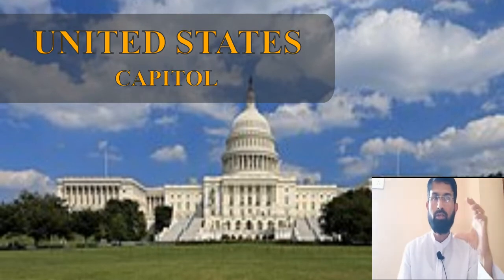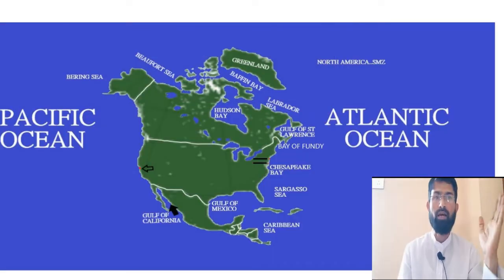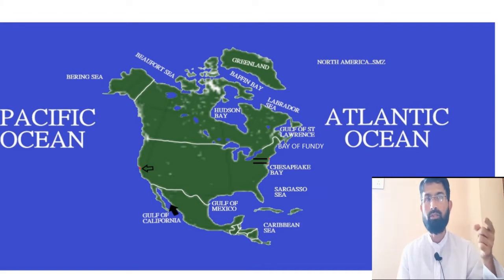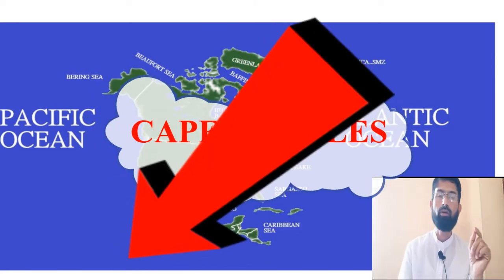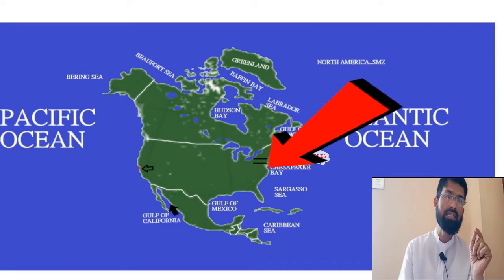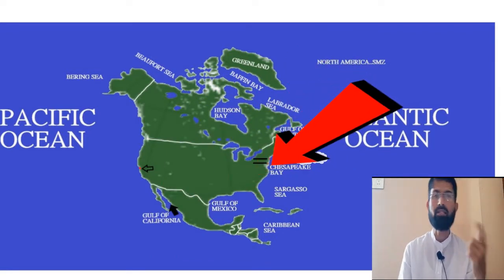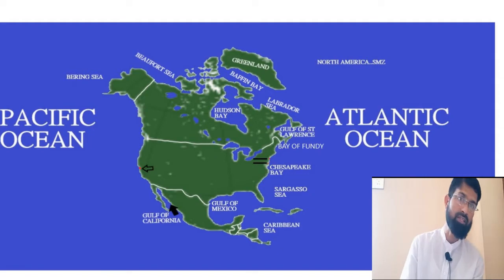Next we go to Washington DC. If you see USA's map carefully, on the east side, once again the east side, do you see that particular region that is a bit bulged? To the north of that Cape Charles is located. Okay, to the west of that you are going to find Washington DC.